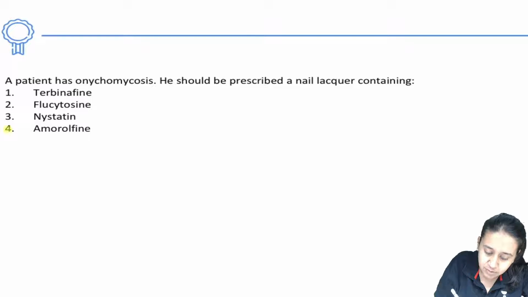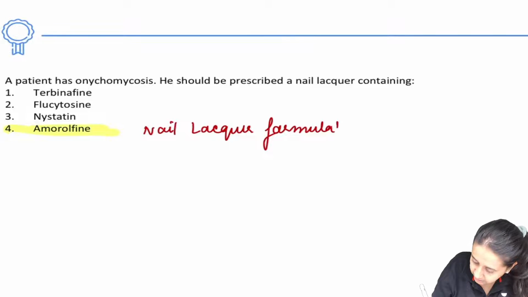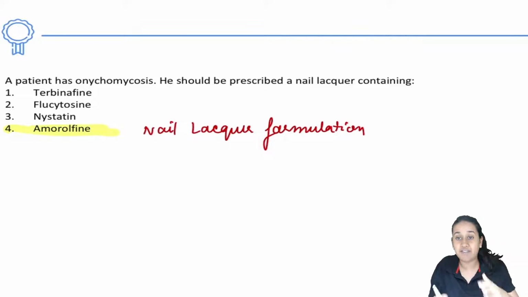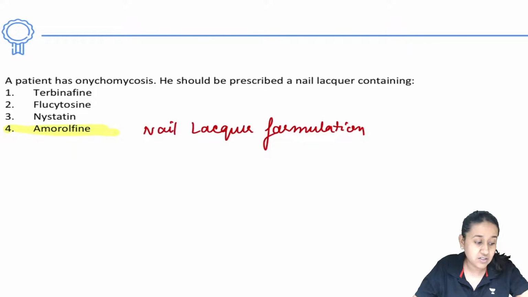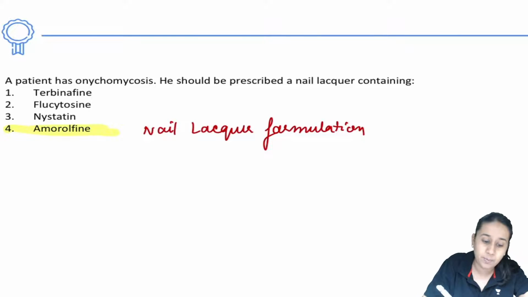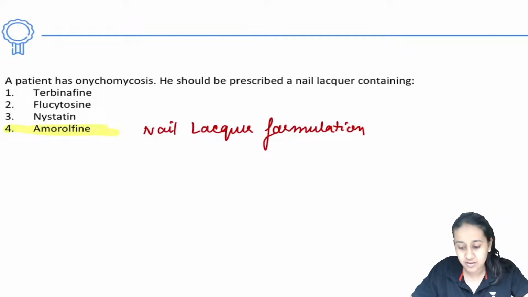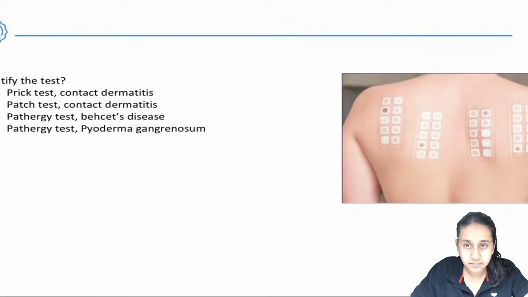We have special formulations which are known as nail lacquer formulations, which is a sticky sort of formulation, very effective for nail plate infections. And onychomycosis is one of the very frequently seen infections where you use nail lacquer formulations like amorolfine or ciclopirox. Amorolfine or ciclopirox. Next question.